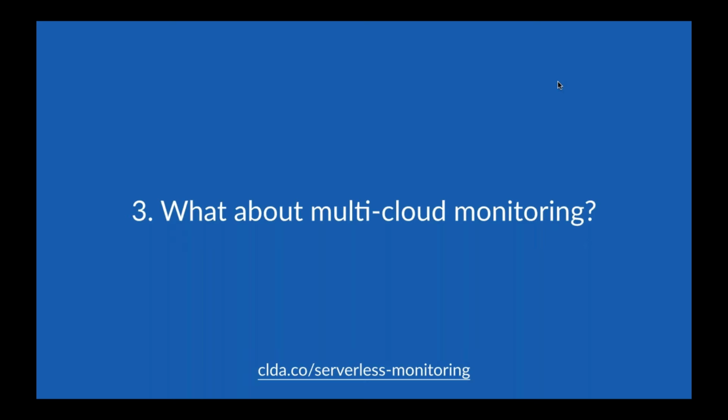Run one application across multiple clouds, or run multiple applications across multiple clouds. We've seen more of the latter, where you have application A running on Lambda and application B running on Azure, for example. We haven't really seen many people do application A running across Google Cloud Functions and Lambda. So I think that those are two things that add different challenges with monitoring.